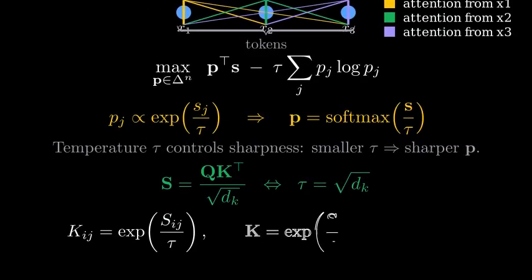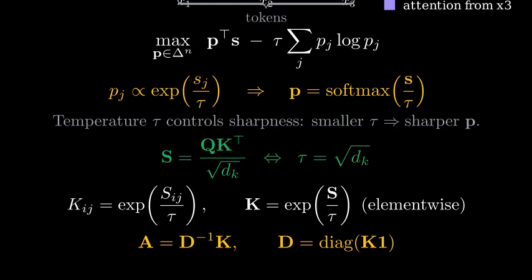The same solution can be viewed as a kernel normalization. Define K_ij as the exponential of S_ij over tau. Then each attention row is just that kernel row normalized to sum to 1. A equals D inverse times K, where D_ii equals the sum over j of K_ij. This makes attention a smooth data-dependent averaging of the value vectors.